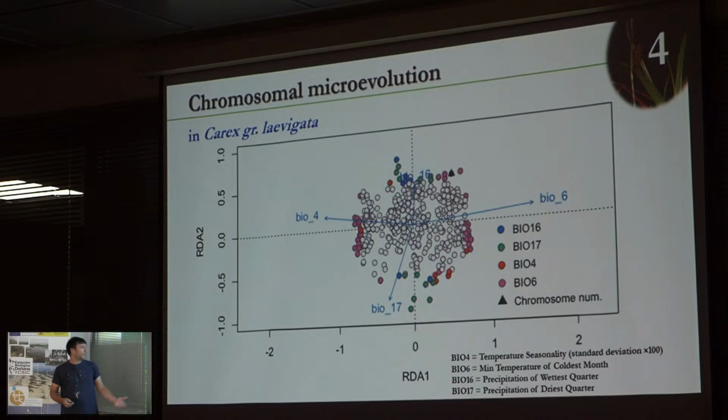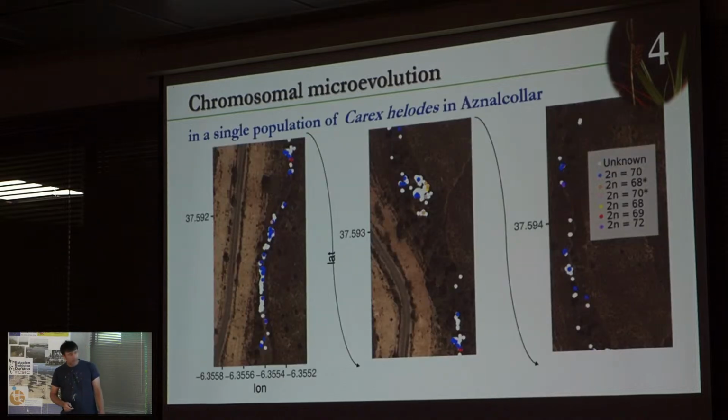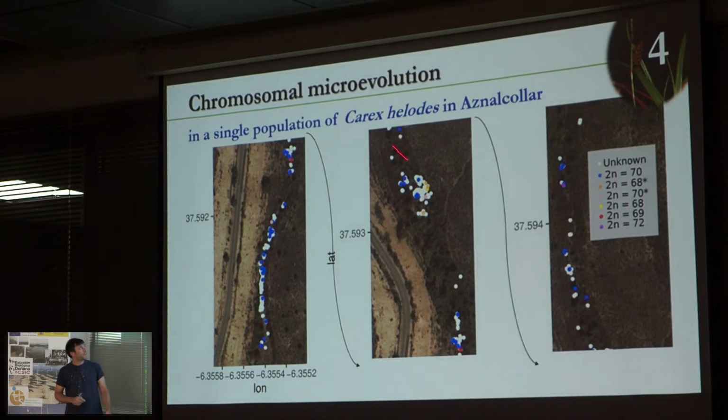So we think that this could be some experimental support that there could be some kind of local adaptation of the different karyotypes in this species. As I told you, they represent different recombination rates and also different linkage groups. And to finish the talk, I want to show you another study.